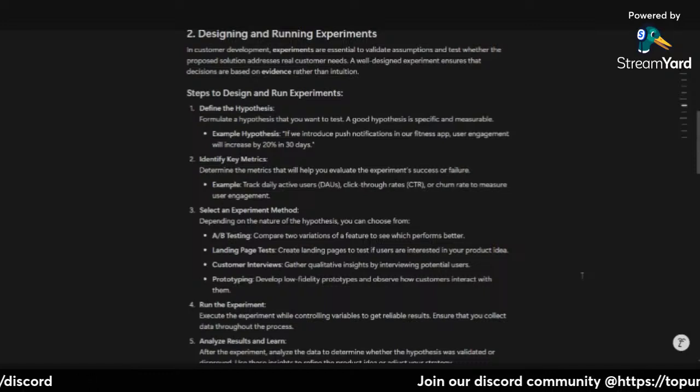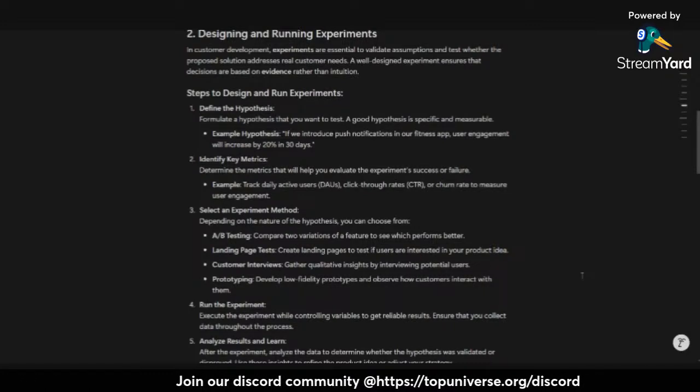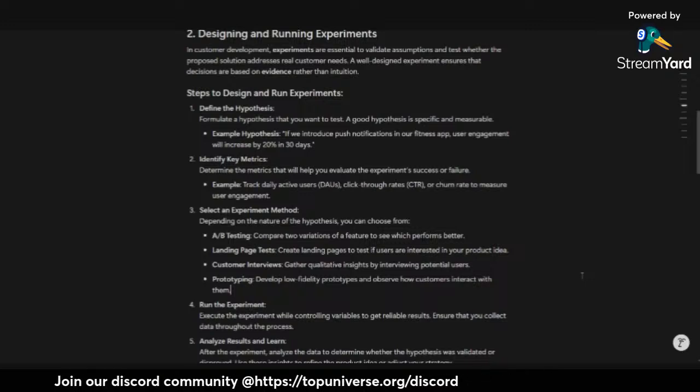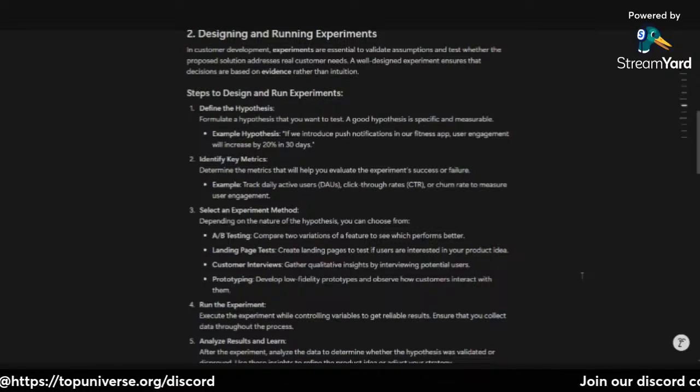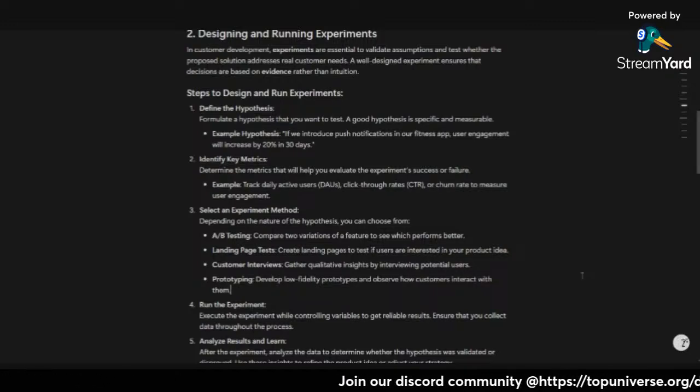Now, the next thing you have to do is to identify key metrics. So you have to determine the metrics that would help you evaluate the experiment's success or failure. So for example, we have to track daily active users, the click-through rates, or the churn rates to measure user engagement. Next, you have to select an experiment method.